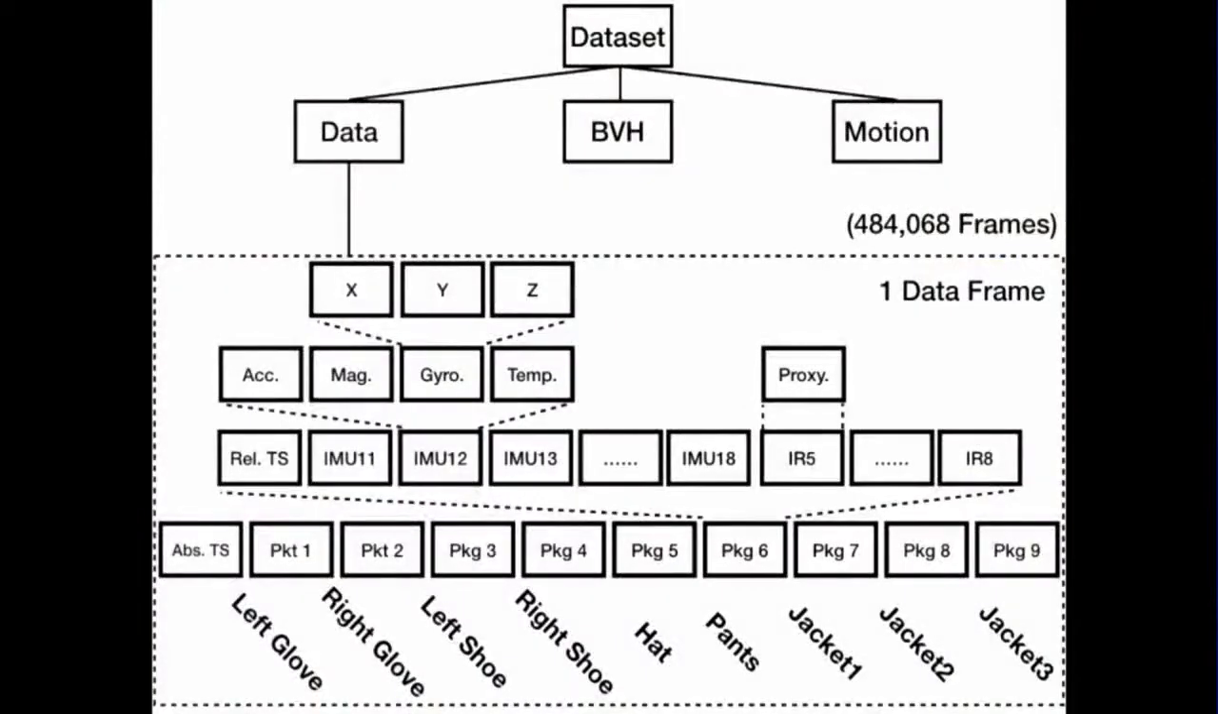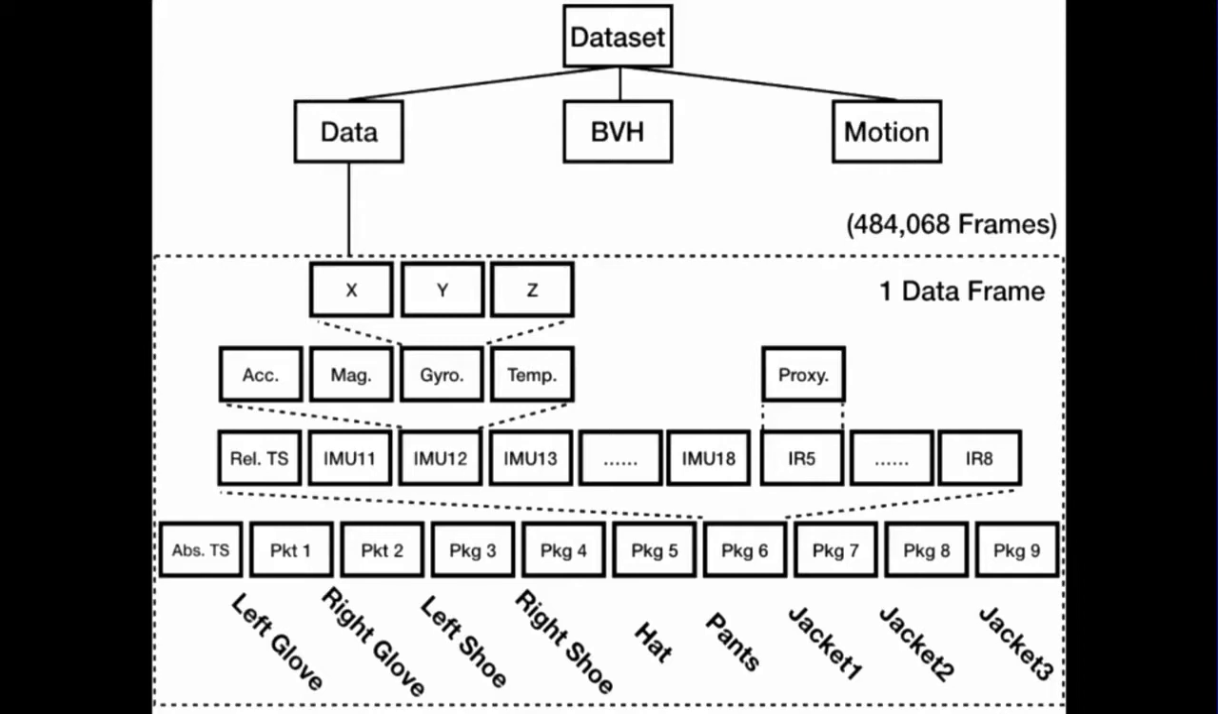This is the final structure of the dataset. The dataset is composed of the data and ground truth. Ground truth is in BVH format, provided by IPI Soft Motion Capture Studio. The motion files are stripped from the BVH file. It contains the joint angle motion values only, not the skeletal hierarchical structure.